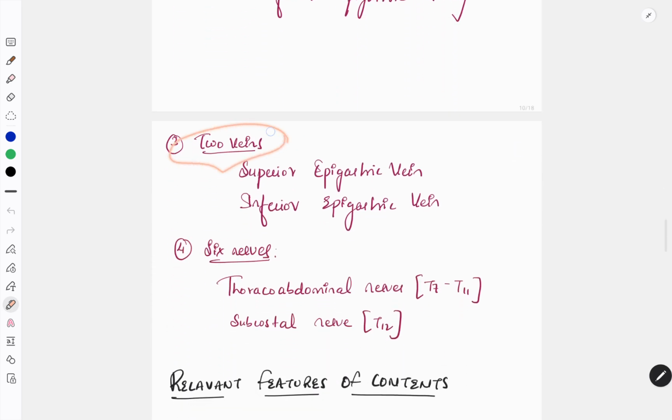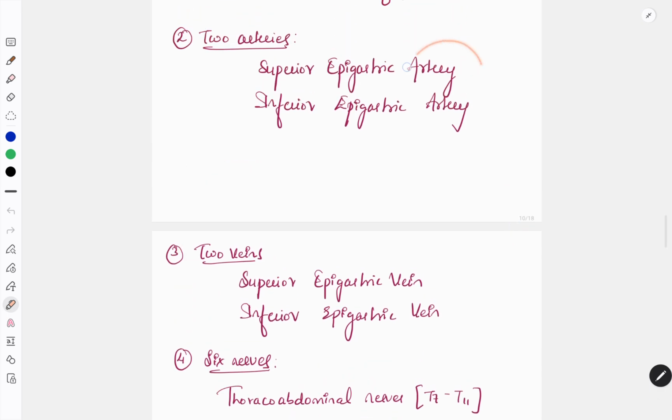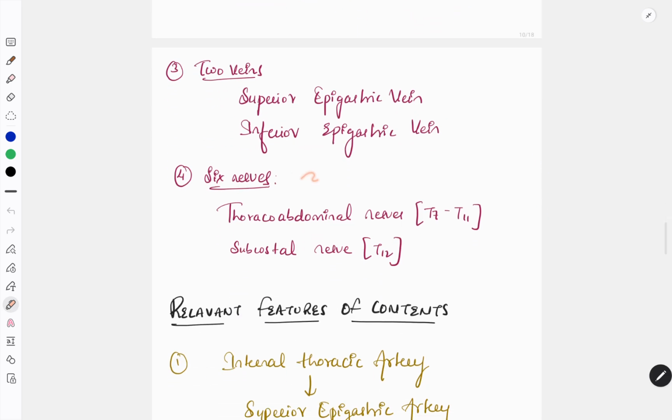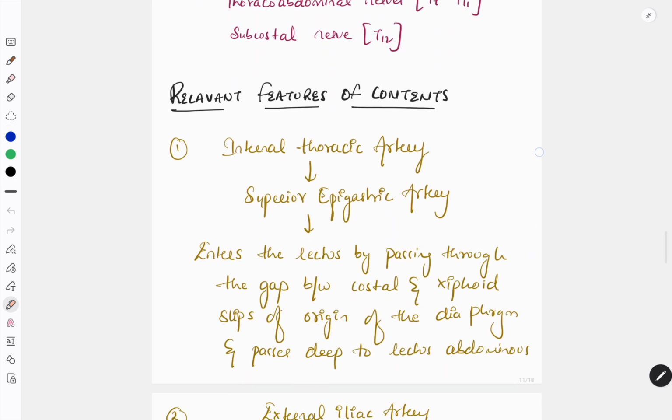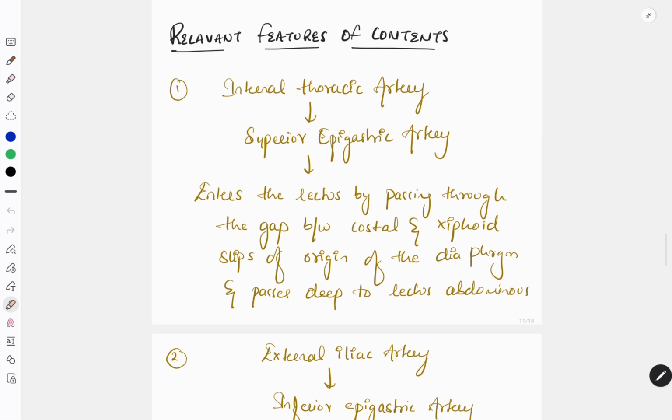Moving on to the two veins, it is the same: superior epigastric vein and inferior epigastric vein. And it encloses six nerves, okay? Thoraco-abdominal nerves, that is from T7 to T11. All these nerves will come under your rectus sheath. So thoraco-abdominal nerves and your subcostal nerve, that is T12. Now, the relevant features of the contents. What are the relevant features of these contents of the rectus sheath?